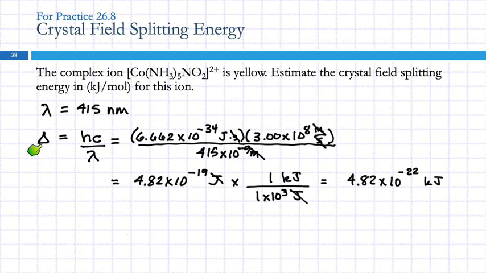How many photons is this equivalent to? It's 1 photon, right? So one of these complex ions absorbing light would be this much energy. So how much for a mole of ions?